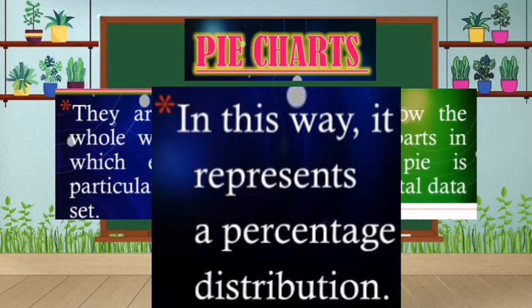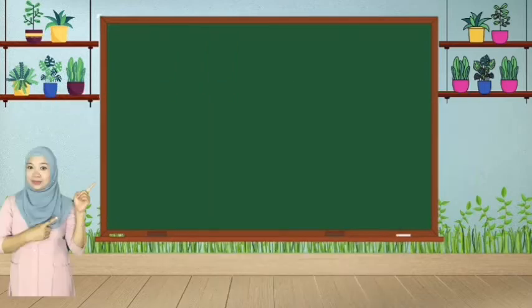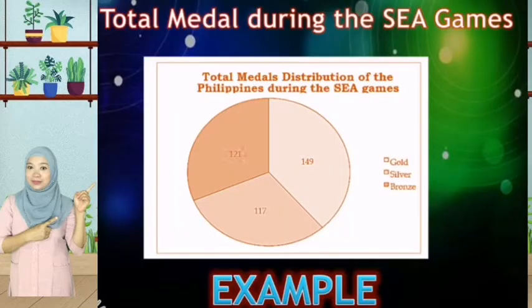stage distribution. I have here an example to be shown to you: the data on the total number of medals received by the participants during the SEA Games. We will be using the pie chart. So in here, the pie chart shows the total medal distribution of the Philippines during the SEA Games.